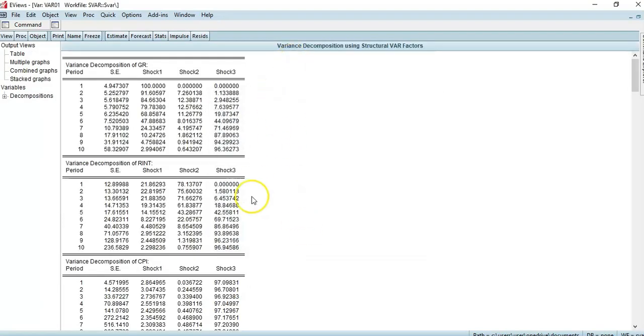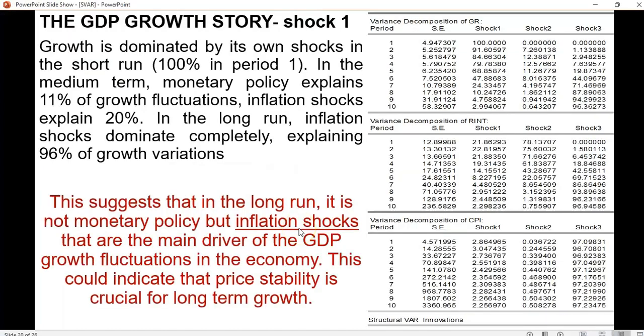Now this is the structural variance decomposition of the model. So we have to look at the expanded image through a PowerPoint.